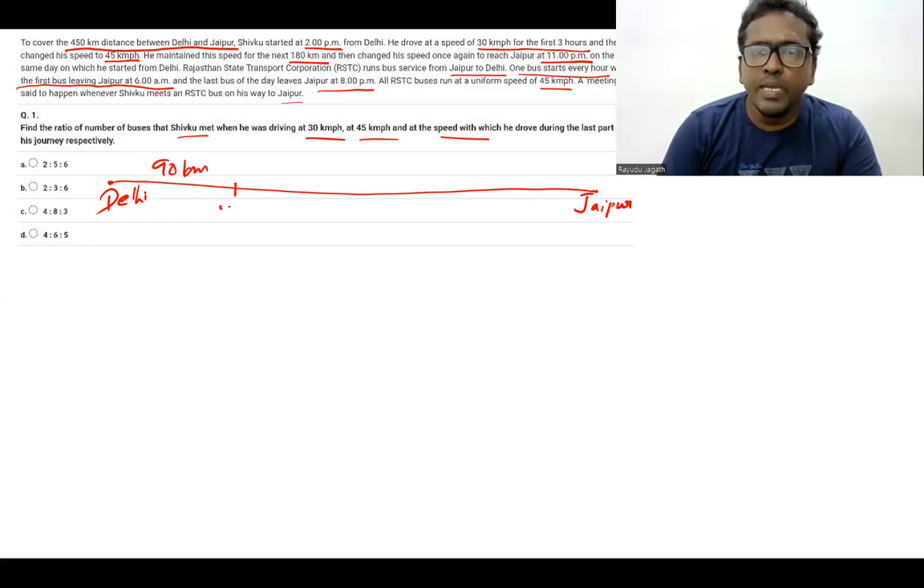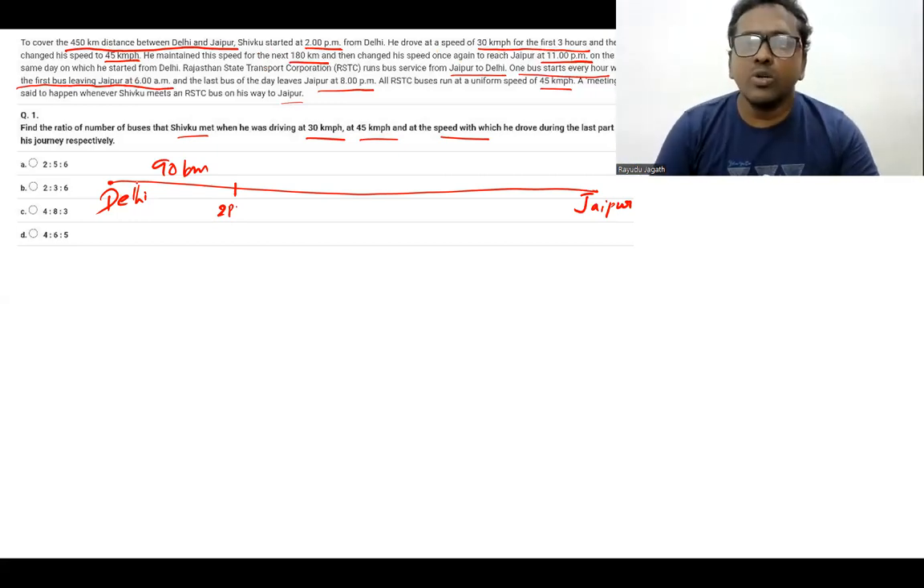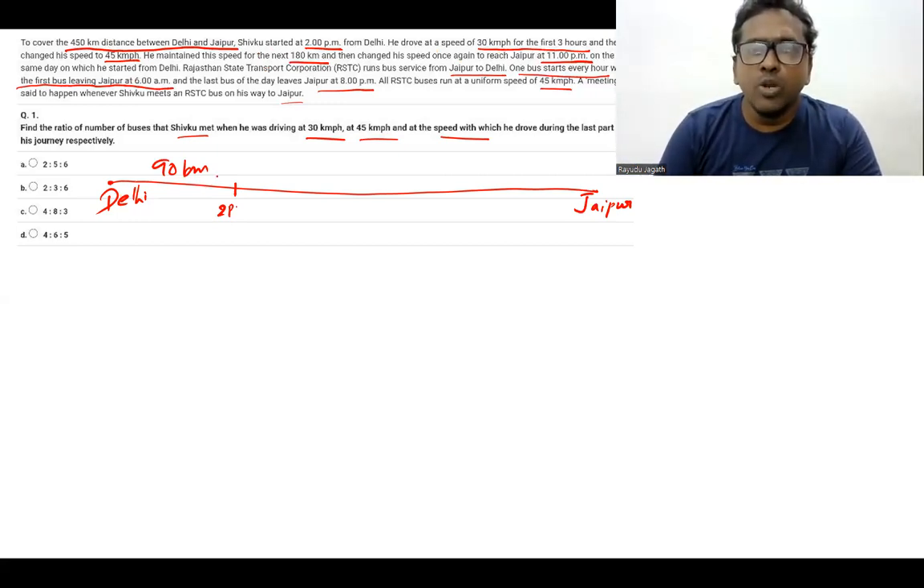This is at 2 p.m. Shiva started at 2 p.m. and it took 3 hours for covering 90 kilometers. So 2 plus 3, which is equal to 5 p.m. 5 p.m. is the time here.